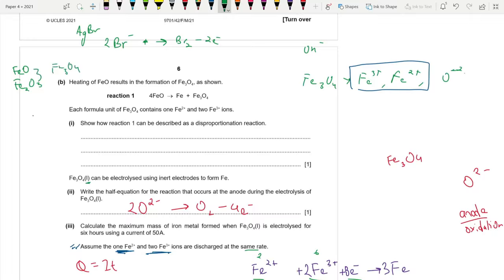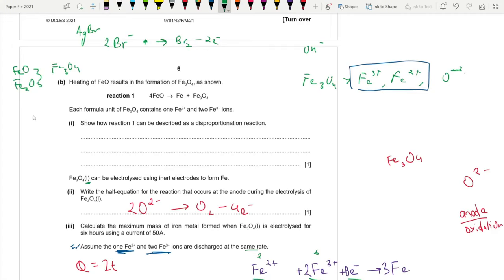Each formula unit of Fe3O4 contains 1 Fe2+ and 2 Fe3+ ions. Okay, show how reaction 1 can be described as a disproportionation reaction. What is a disproportionation reaction? It is a reaction in which the same species is both oxidized and reduced simultaneously.